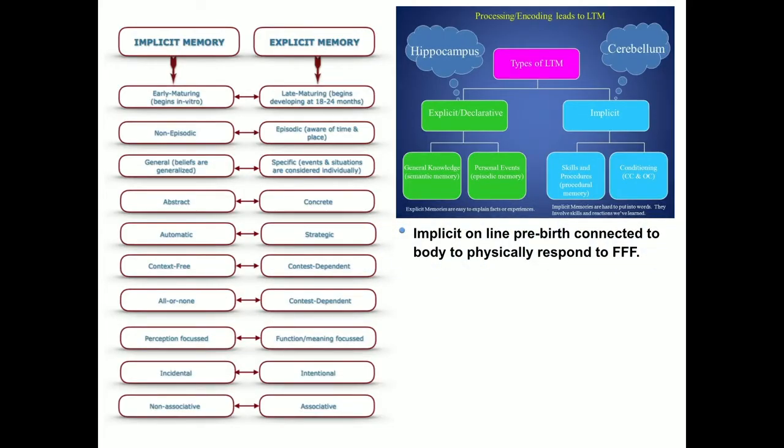So, as I say, implicit memory can be pre-birth and is connected to something called fight, flight, freeze, which you may well have heard of. The amygdala remembers emotional stuff, so emotional memory. This occurs in the amygdala.